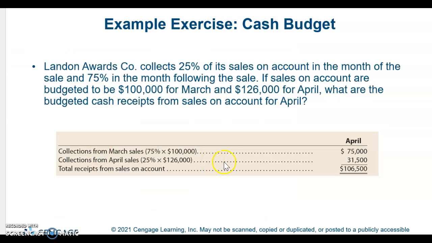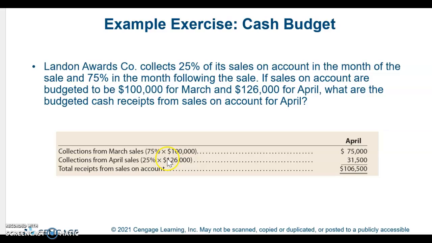All right, here's an example exercise. Land and Awards Company collects 25% of its sales on account in the month of the sale and 75% in the month of the following sale. If the sale on account are budgeted to be $100,000 for March and $126,000 for April, what are the budgeted cash receipts from sales on accounts for April?